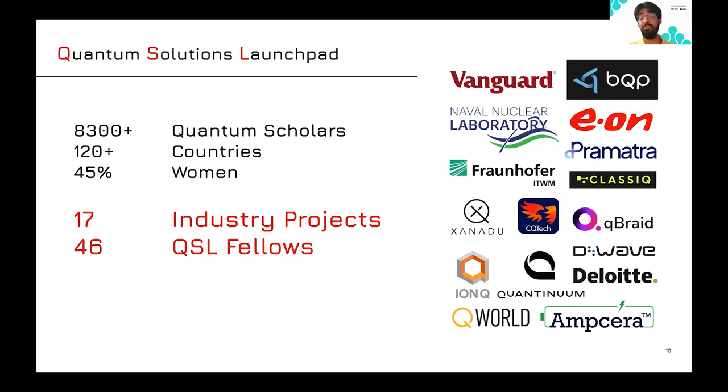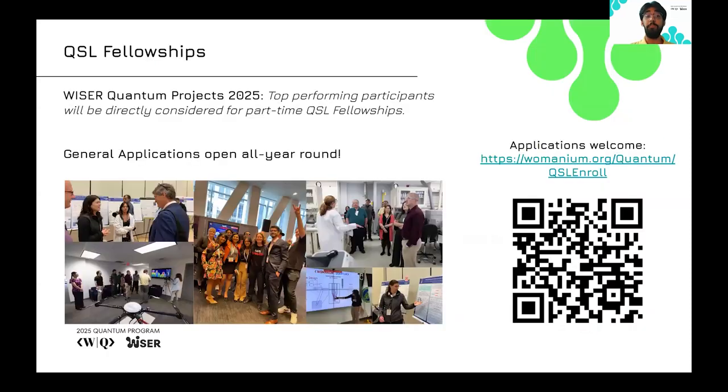QSL has grown over the past 2 years to delivering more than 17 projects, undertaking more than 46 QSL fellows. And all of you have the opportunity to participate in QSL, work with us, work on these amazing projects with our partners to develop some real value for the industry, for the quantum community. This is where I would take a tangent to start discussing how you can get involved in our projects. How can you get the opportunity to collaborate on these amazing projects? That is where QSL Fellowships come into the picture.